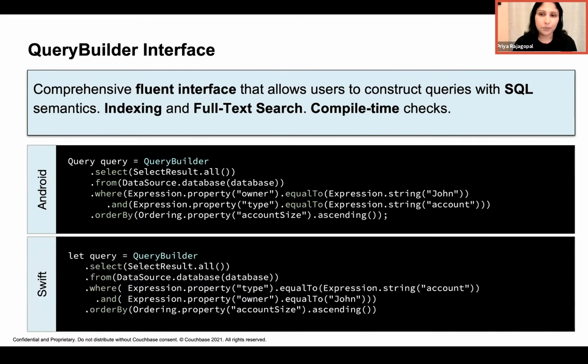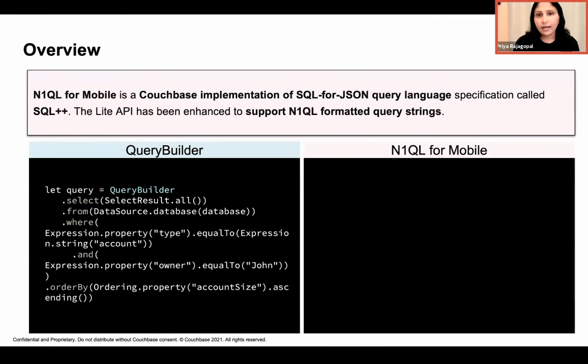As you can see, the API is pretty much unified across platforms. And also from the syntax, you can see that it has the SQL semantics, so it makes it very easy for developers with a SQLite background to ramp up on this new API. Now, new in 3.0, we are introducing Nickel string API support. If you're not familiar with Nickel, it is Couchbase's implementation of SQL for JSON query language specification called SQL++. The Nickel Query API is supported by Couchbase Server. Now let's look at a Nickel query statement that is the equivalent of the Query Builder API that we just discussed in the previous slide.